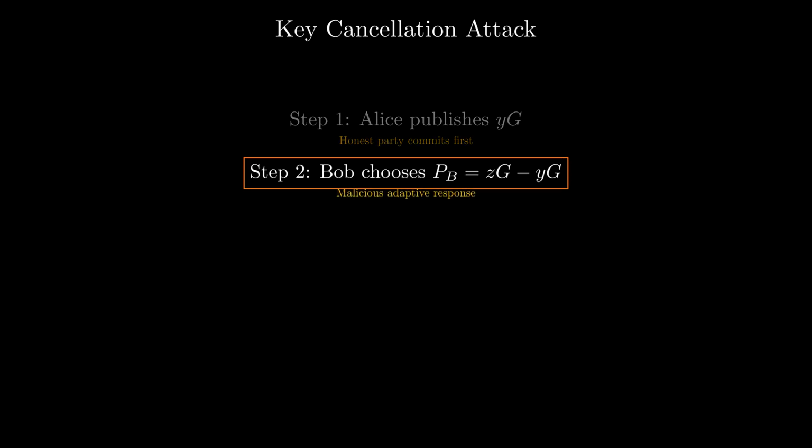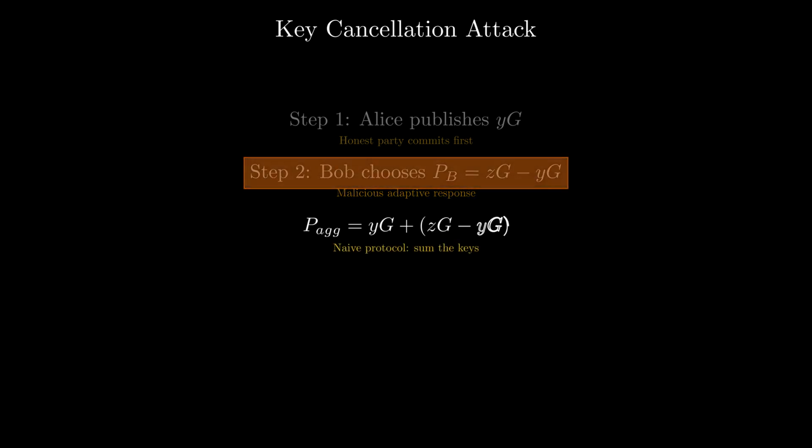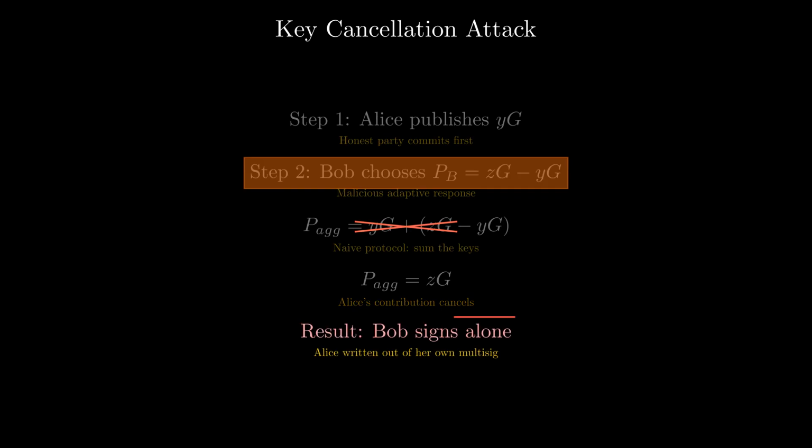This works until it doesn't. Watch the key cancellation attack. Alice publishes her public key, Y times G, first. Bob, who is malicious, waits and watches. Then Bob declares his public key to be Z times G minus Y times G. The naive protocol simply adds the two keys together. Alice's Y times G plus Bob's Z times G minus Y times G collapses to just Z times G. Alice has been written out of her own multisig. Bob alone controls the aggregate key and Bob alone can sign.